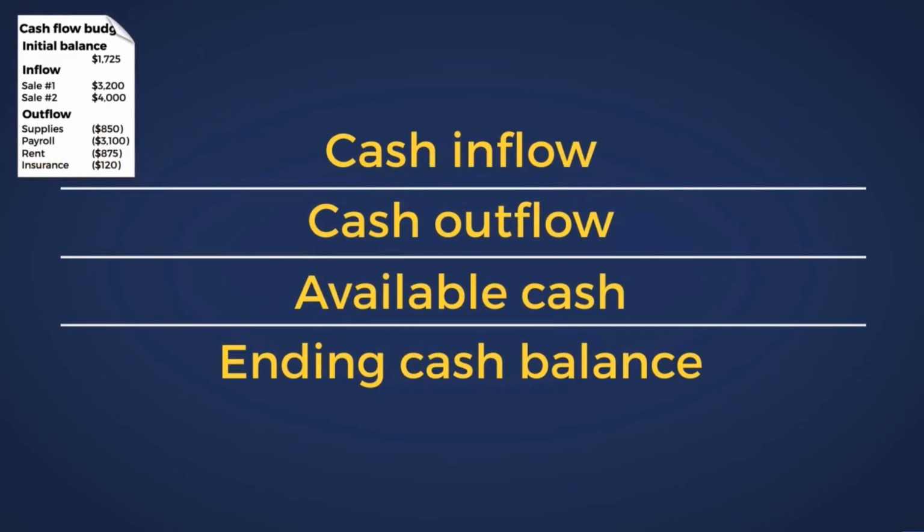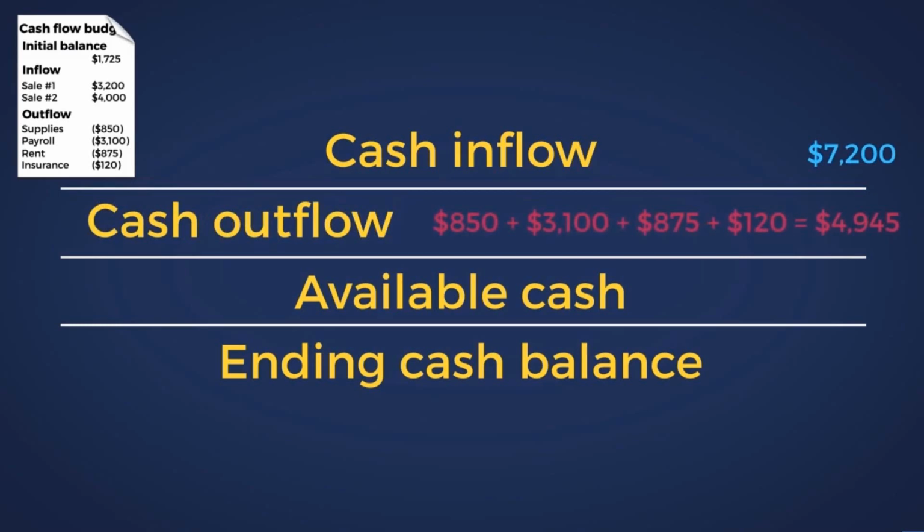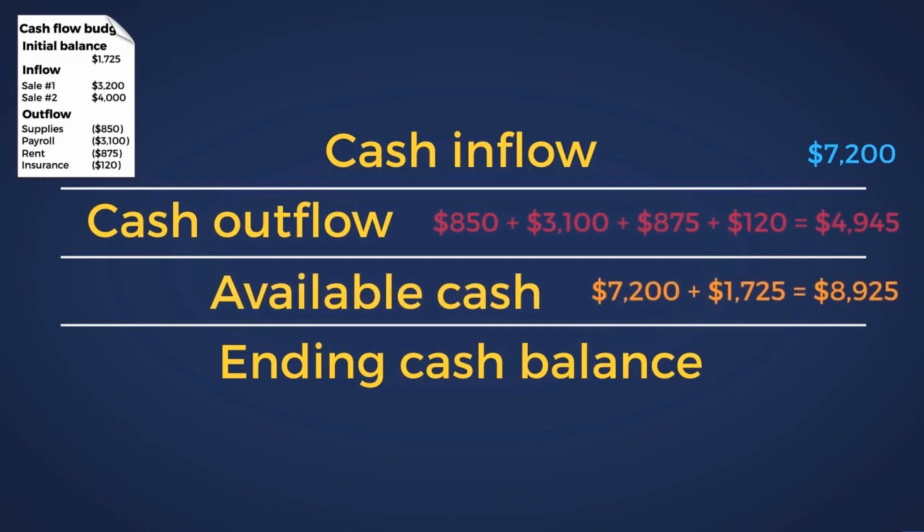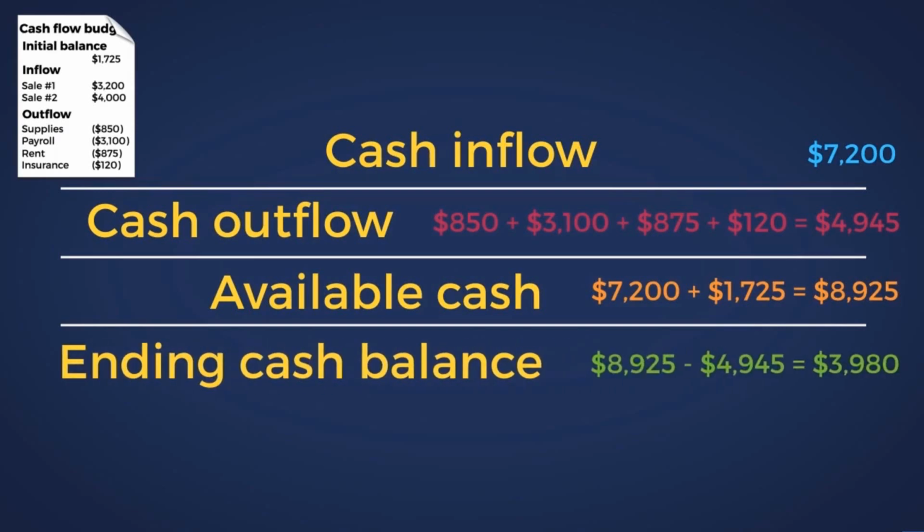The cash inflow is the projected revenue of $7,200. The cash outflow is the total of the expenses, so $850 plus $3,100 plus $875 plus $120 equals $4,945. The available cash is the projected revenue and the beginning cash balance, so $7,200 plus $1,725 is $8,925. The ending cash balance is the available cash, $8,925, minus the cash outflow, $4,945, which equals $3,980.